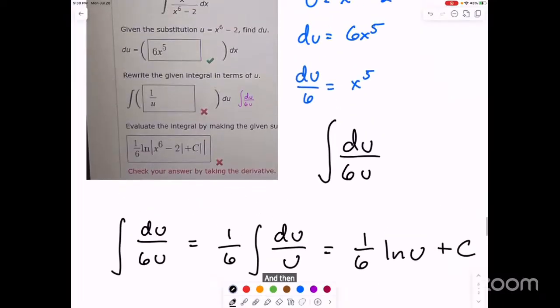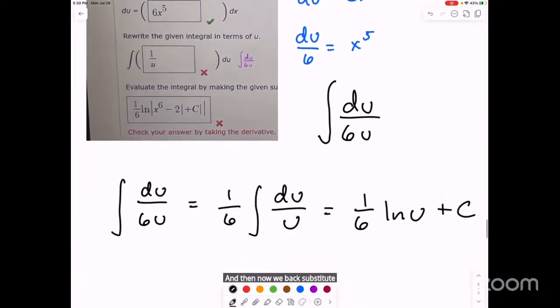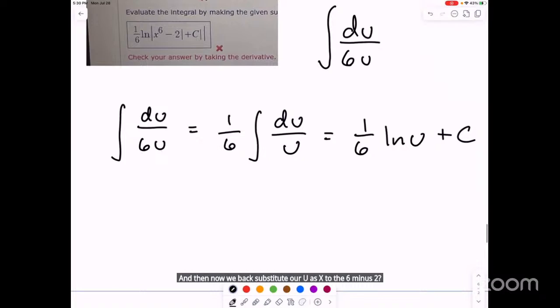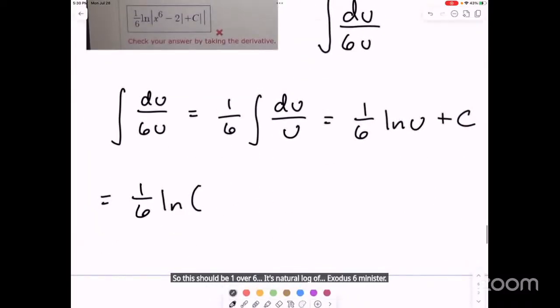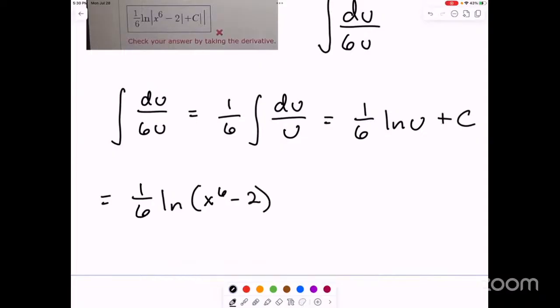And now we back substitute. Our u is x to the 6 minus 2. So this should be 1 over 6 natural log of x to the 6 minus 2, plus some constant of integration.